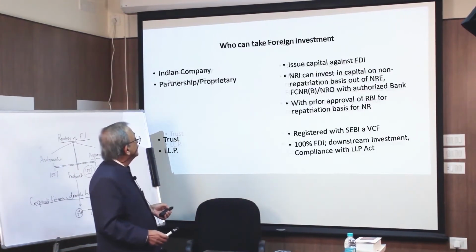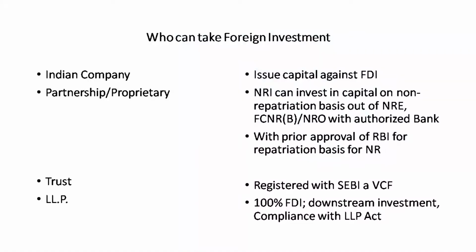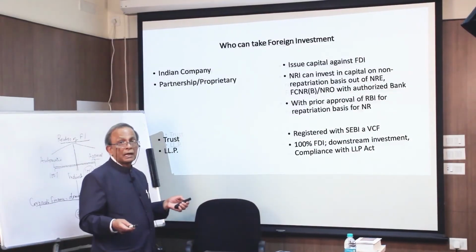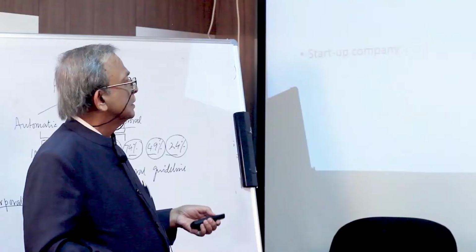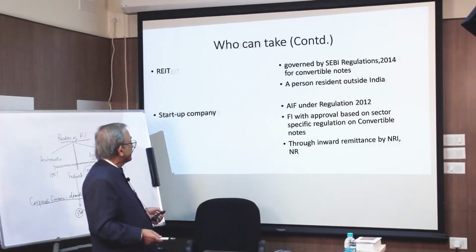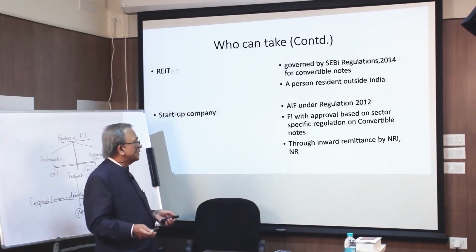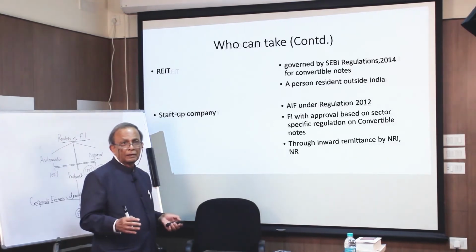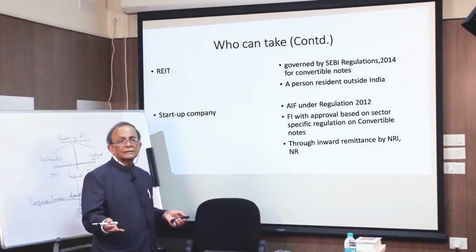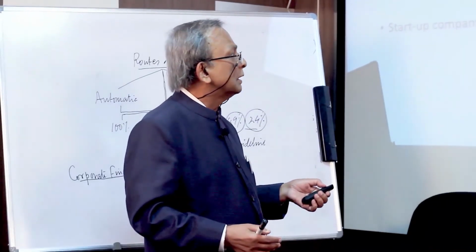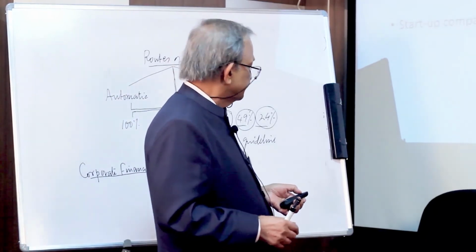Then you have issue of capital against FDI directly, on private placement or a public issue. A foreigner's country can invest in our company. NRI investment. Then prior approval of the RBI, for foreign institutional investors, FIIs, and through inward remittances by NRIs. People who are working outside India send their money to India. That is also foreign money that you earn, and that is also invested.